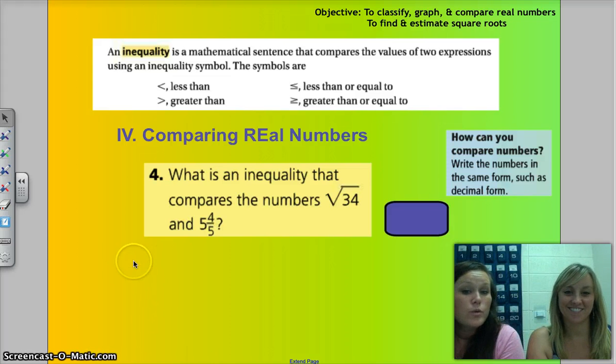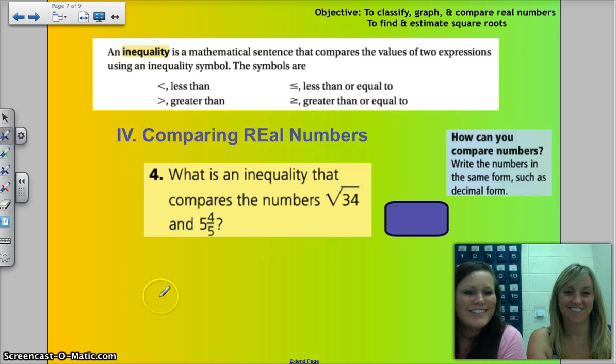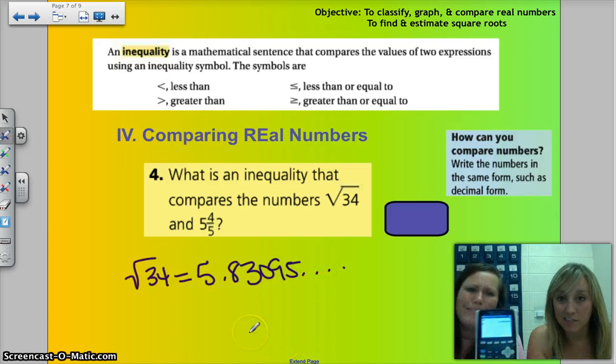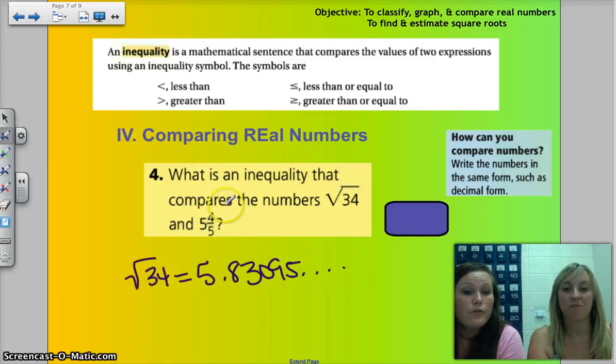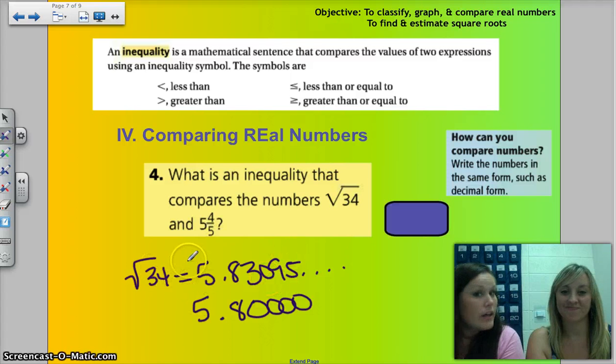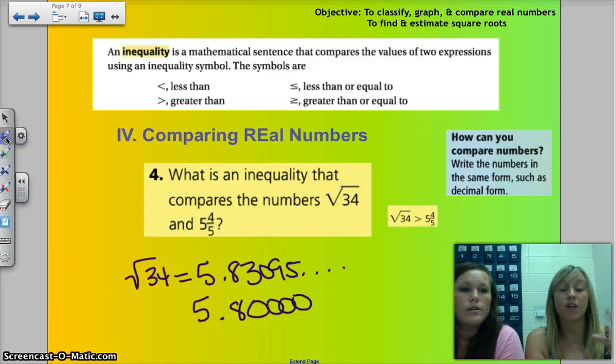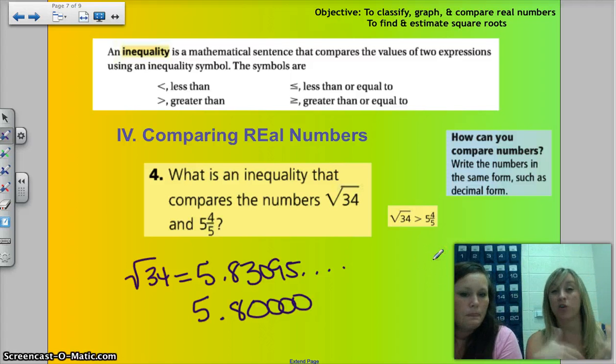All right, I know that the square root of 34 is 5.83095, etc. I also know that 5 4/5 is 5.8. I can annex some zeros. Which one's bigger? 5.83. So I know that I'm going to write this. Now, guys, when you write it down to compare it, you need to write it down the way the number first appeared. So you're not going to write 5.83 is greater than 5.8. You're going to write it how it originally came.